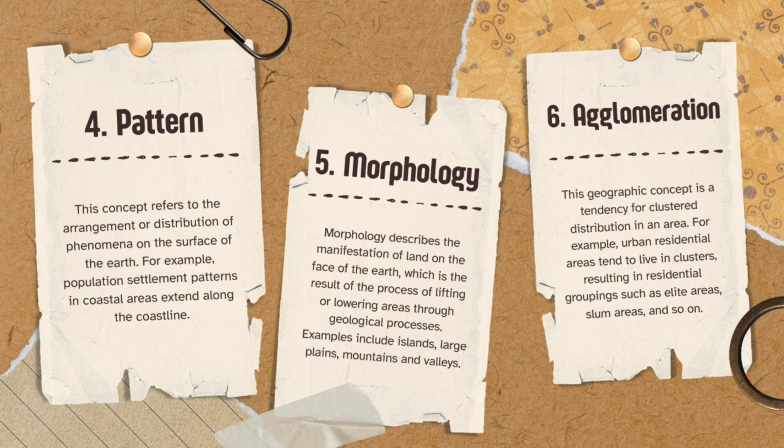Morphology. Morphology describes the manifestation of land on the face of the earth, which is the result of the process of lifting or lowering areas through geological processes. Examples include islands, large plains, mountains, and valleys. Agglomeration. This geography concept is a tendency for cluster distribution in an area. For example, urban residents tend to live in clusters resulting in residential groupings such as elite areas, slum areas, and so on.